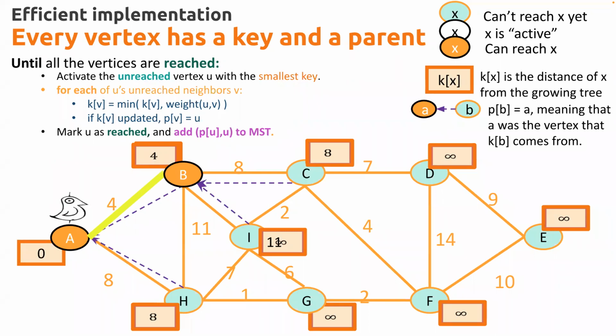What do I do next? So I just finished this part where I marked B as reached, and I added PU U to the MST. So I added the edge from the parent of B to B to my MST. So now I am back to this.